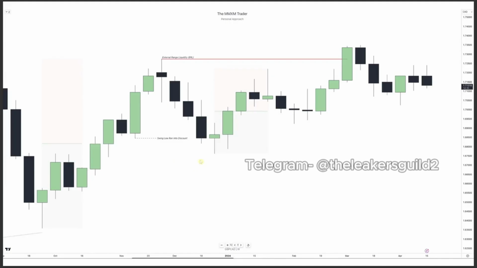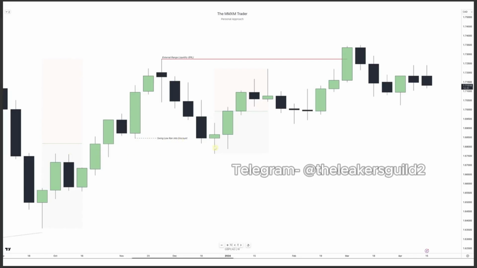So we've got that weekly chart on GBP-CAD again, right? Remember, swing low ran into discount, important. We want to be hitting discount before we move up.